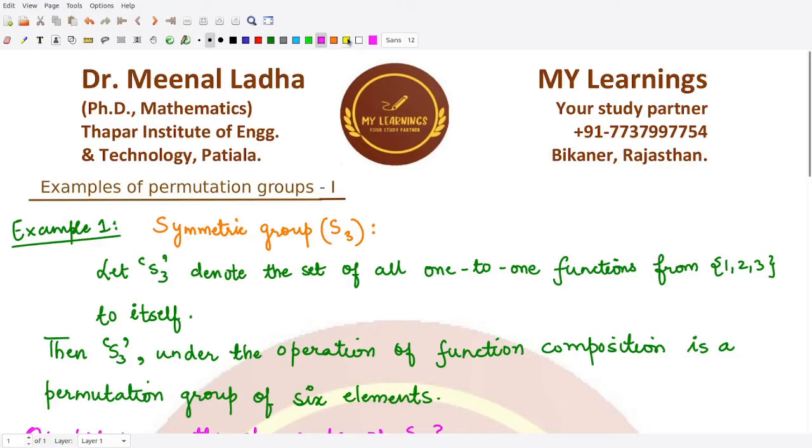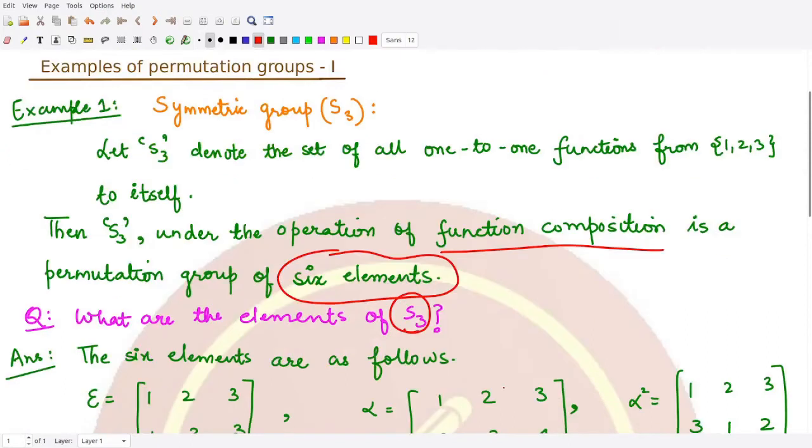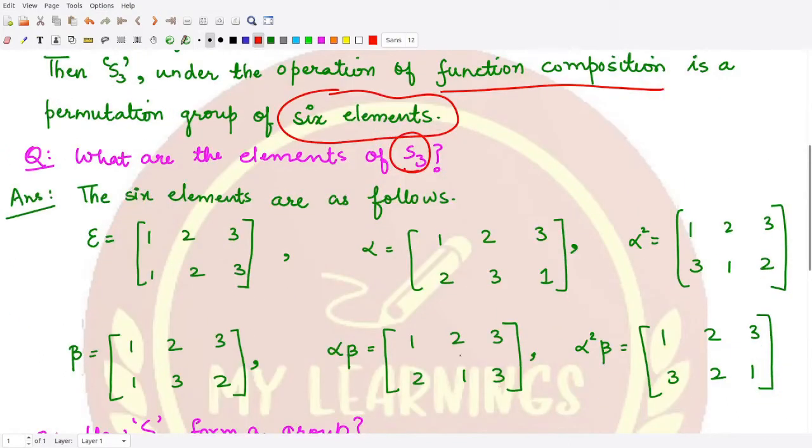Here, under this set, we have the operation of function composition, as I have told you previously when defining the permutation group. So S3 under the operation of function composition forms a permutation group and this has exactly 6 elements. Which 6 elements are members of the group S3? Let's see them quickly. Here the 6 elements are defined like this.